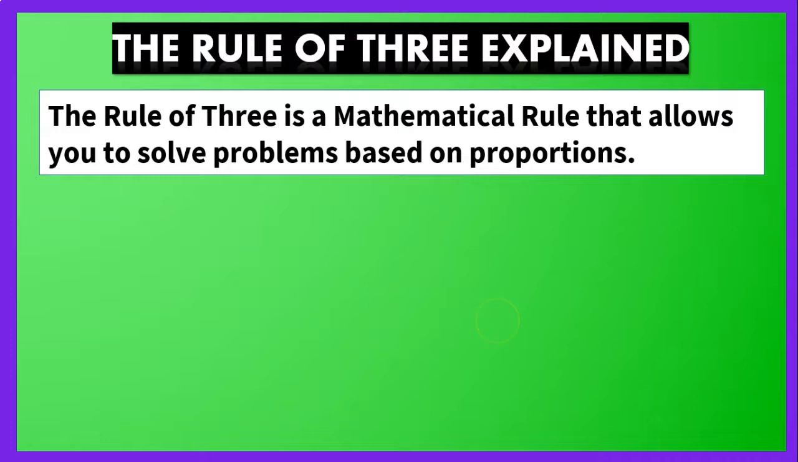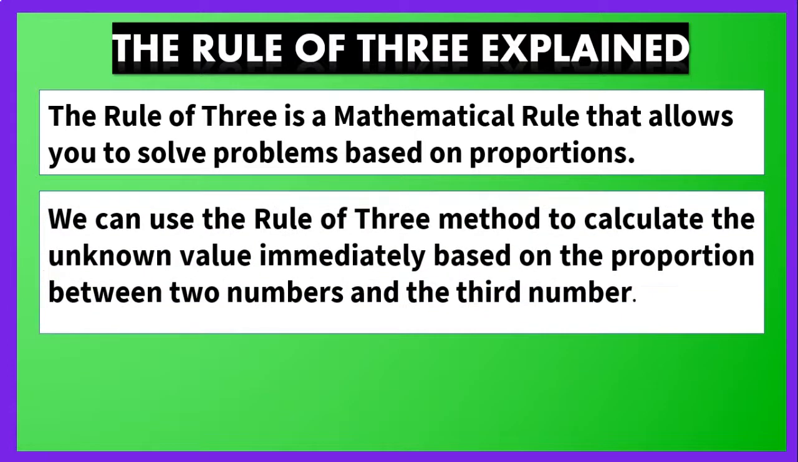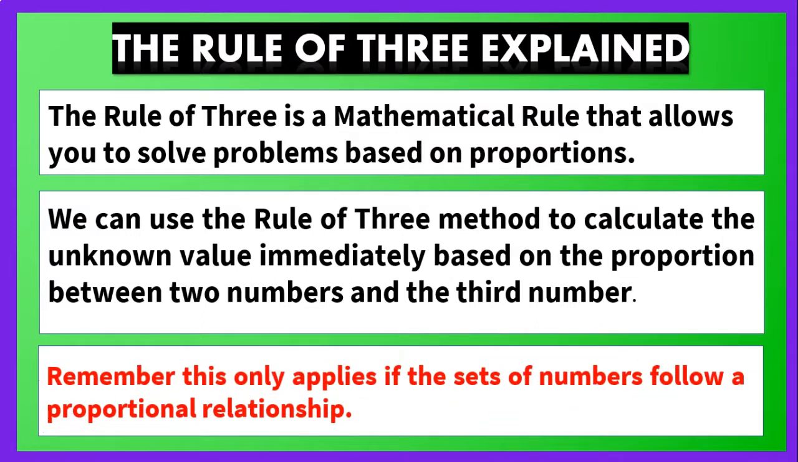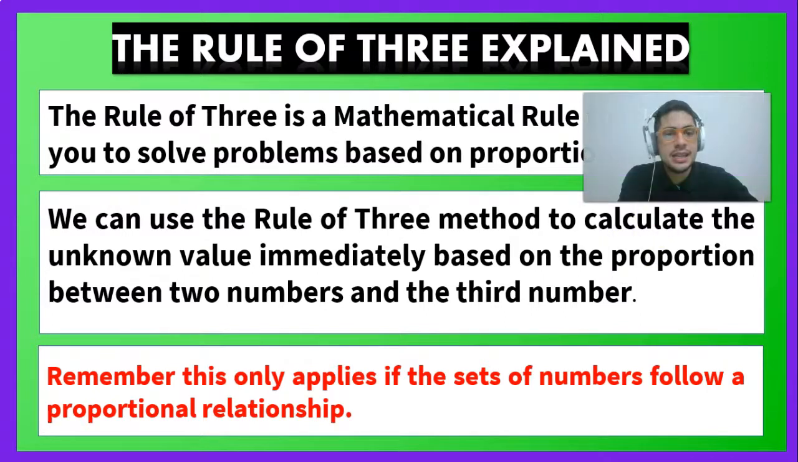The first thing you have to remember is that the rule of three is a mathematical rule that allows you to solve problems based on proportions. That is what I just said. So we can use the rule of three method to calculate the unknown value immediately based on the proportion between two numbers and a third number, right? And again, this method only applies if the sets of numbers follow a proportional relationship. Let's see how it works.